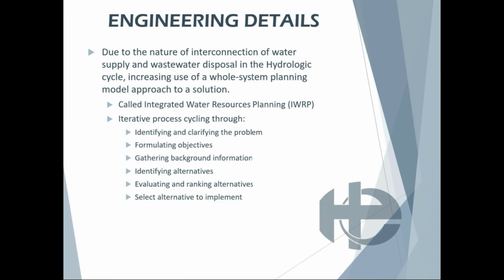Due to the nature of the interconnection of the water supply and wastewater disposal in our hydrologic cycle, the whole system type planning model is the best approach to try and come up with a solution. In another term, this is called an integrated water resource plan, and it is an iterative process where you identify the type of problem we're dealing with. In this case, if we're looking at having to maybe go to a zero discharge wastewater situation so that you can reduce some of the regulatory requirements that you have to deal with. So you formulate objectives in terms of what do you want to do with this wastewater?